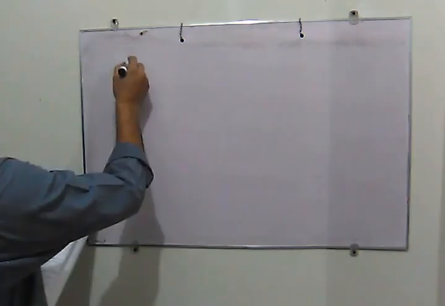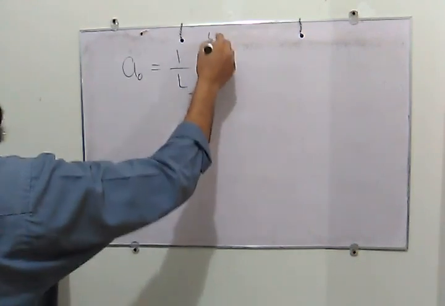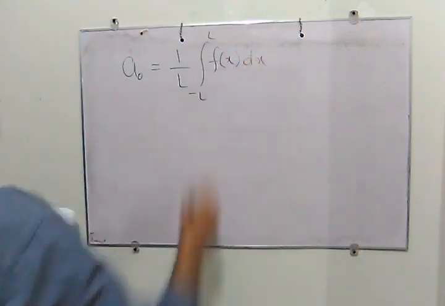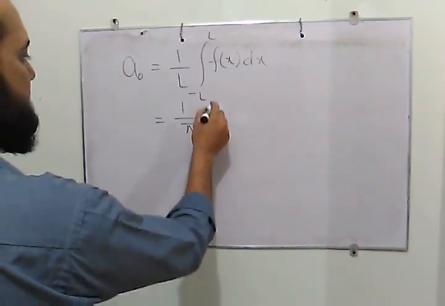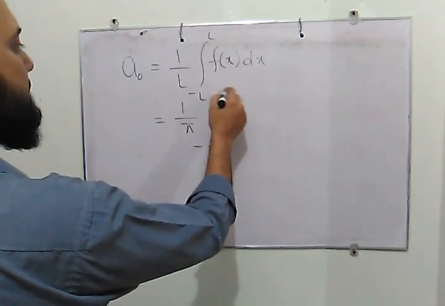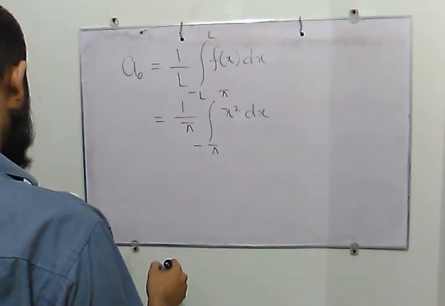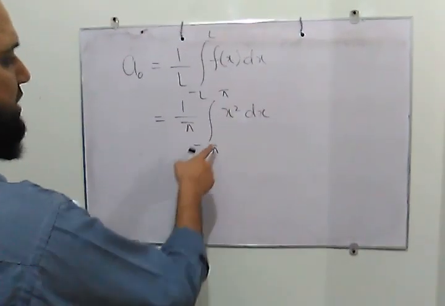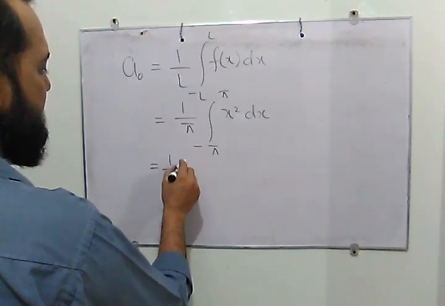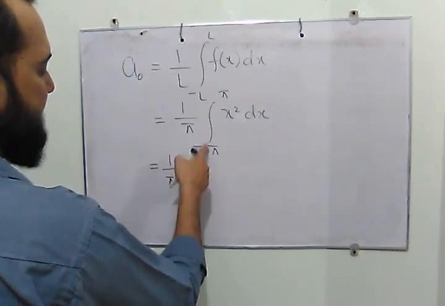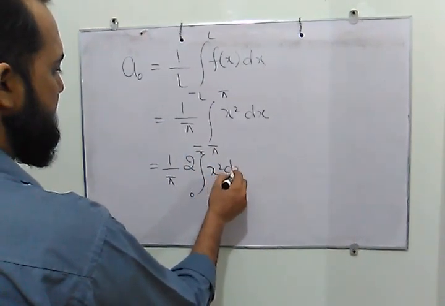Now starting with a naught. We know that a naught is equal to 1 upon L, integral from minus L to L of f of x dx, which is going to be 1 upon pi, integral from minus pi to pi of x square dx. And you know the properties of the function. If we have a function like this, we can write it simply as 1 upon pi, 2 into integral from 0 to pi of x square dx.